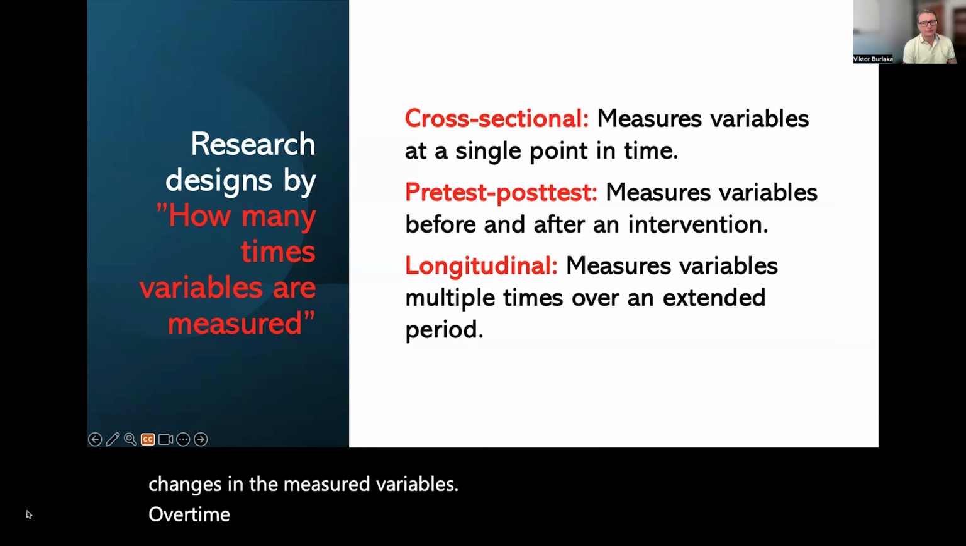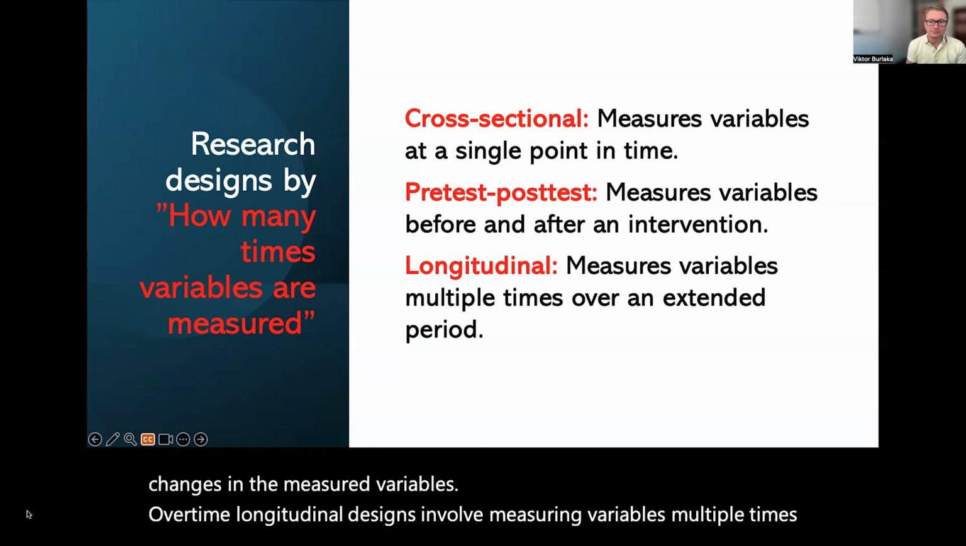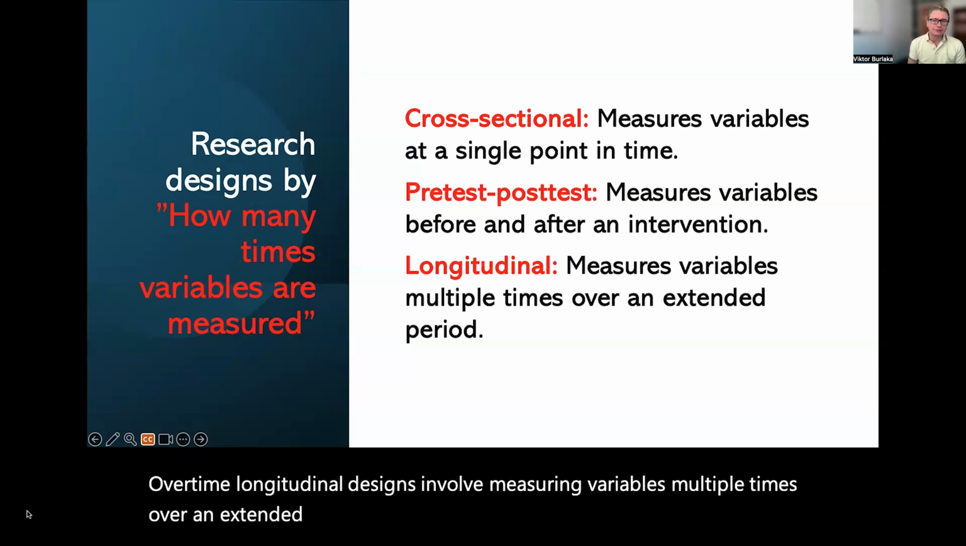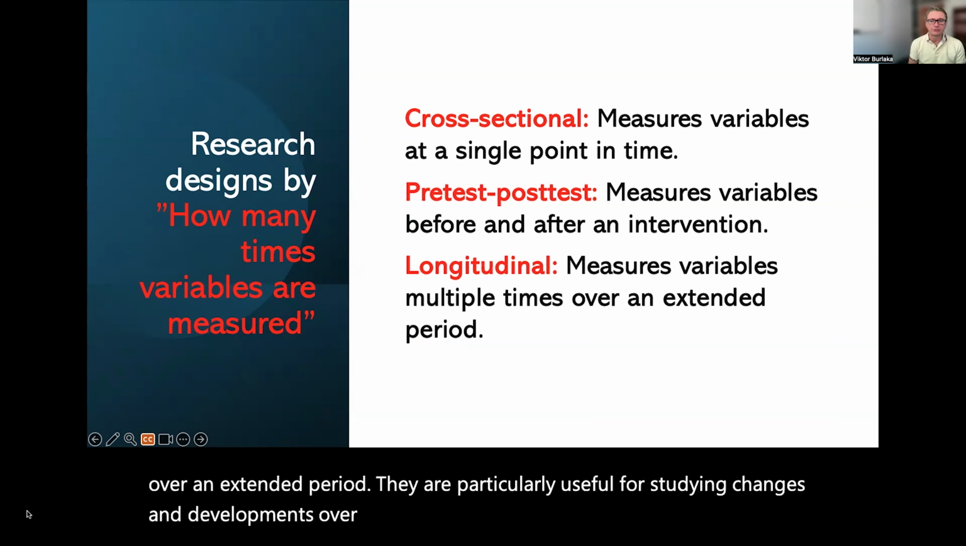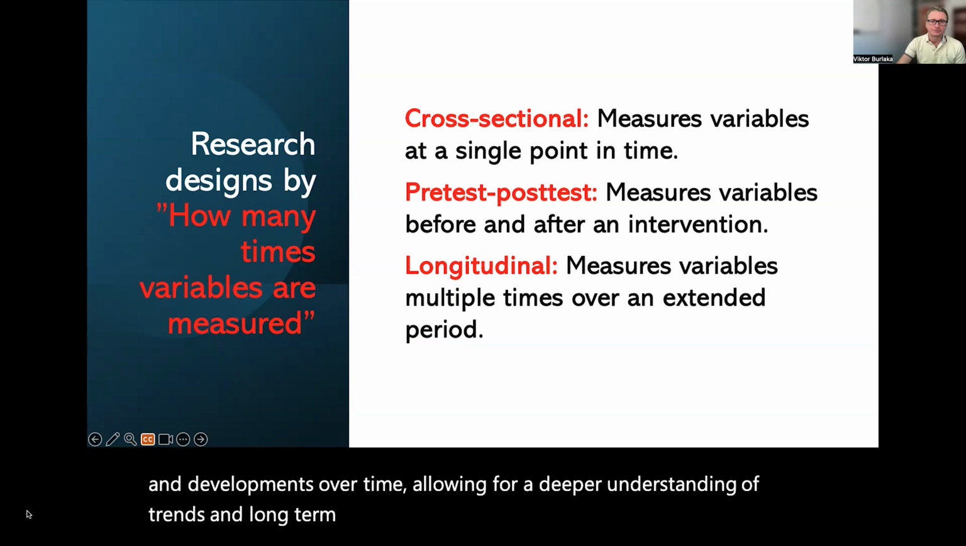Longitudinal designs involve measuring variables multiple times over an extended period. They are particularly useful for studying changes and developments over time, allowing for a deeper understanding of trends and long-term effects.